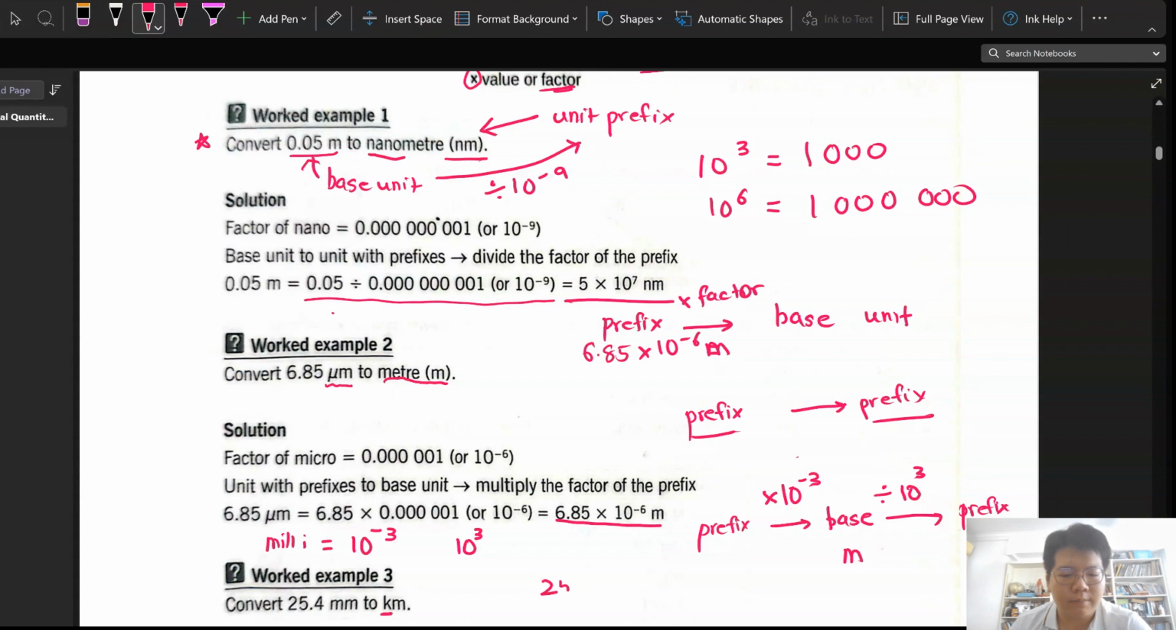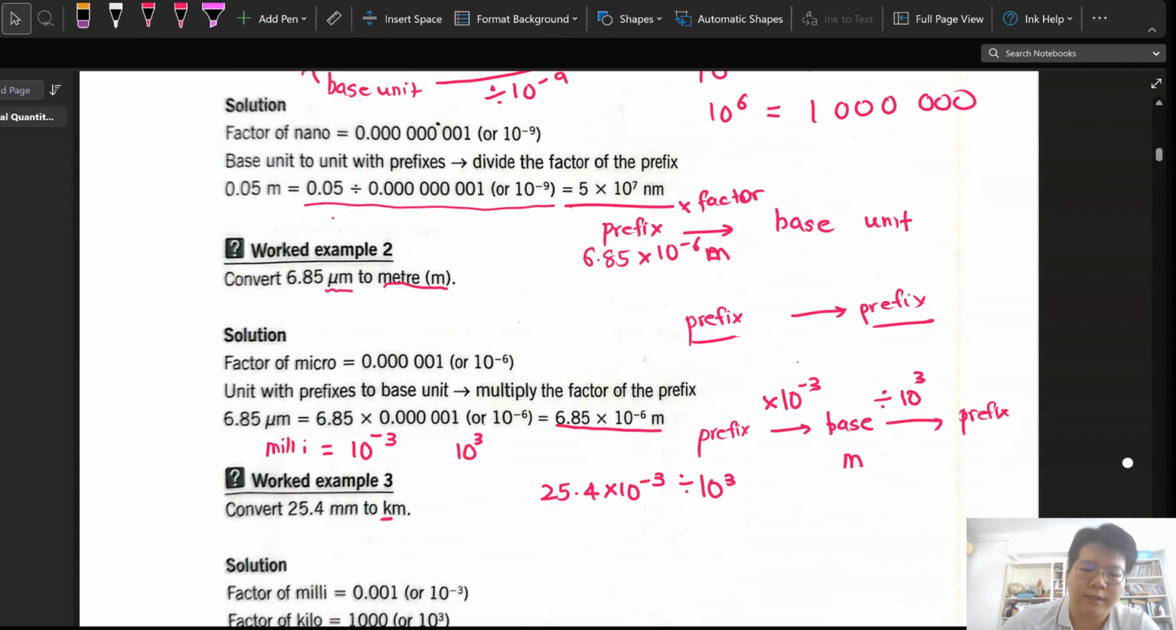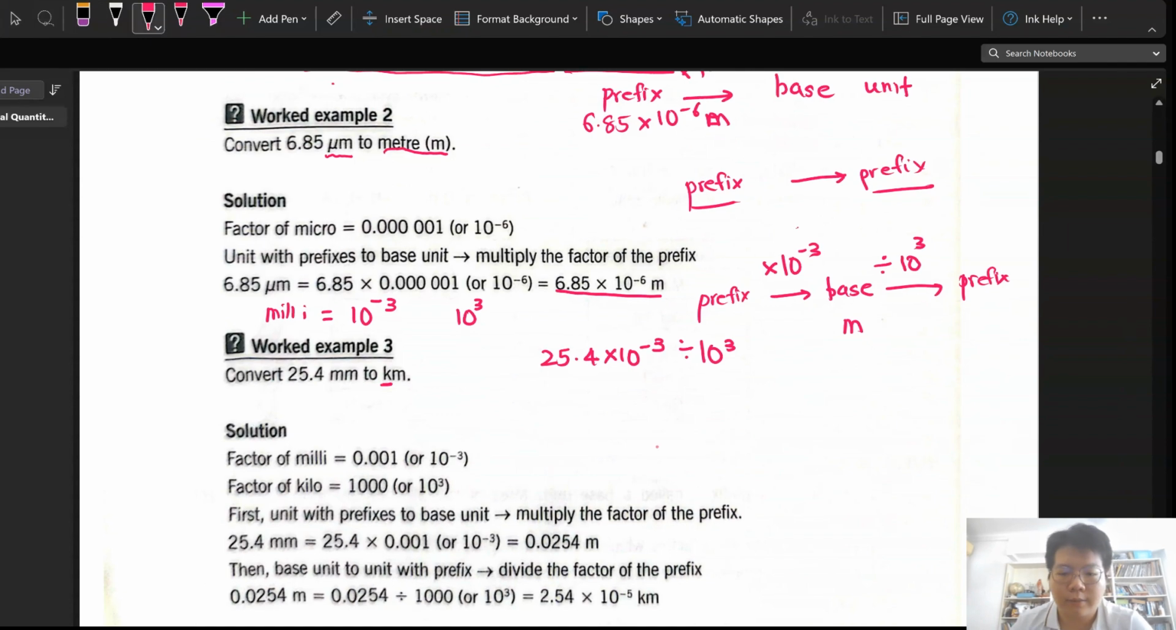So the answer for this question is simply 25.4 times 10 to the power of minus 3 divided by 10 to the power of 3. As you can see from the answer here, your answer will simply be 2.54 times 10 to the power of negative 5 kilometer. For this question, it's slightly harder because they're asking us to convert from a prefix into another prefix. By doing so, we first convert the prefix into a base and then convert the base into another prefix. So this question type is quite challenging. If you still don't get it, you can just DM me any questions that you have.